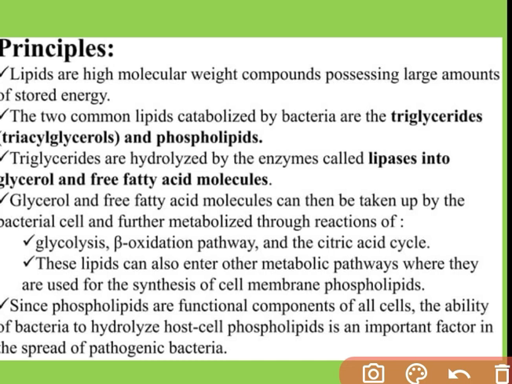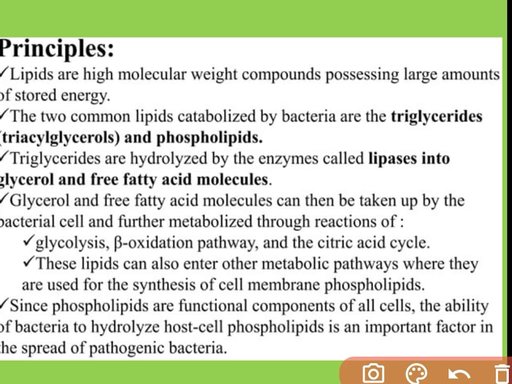Triglycerides are hydrolyzed by an enzyme called lipase. This lipase acts on a triglyceride and converts it into glycerol and fatty acids. Glycerol and fatty acid molecules can then be taken up by a bacterial cell and further metabolized through a number of reactions such as glycolysis, the beta oxidation pathway, and the TCA cycle. These lipids can also enter other metabolic pathways where they are used for the synthesis of cell membrane phospholipids.